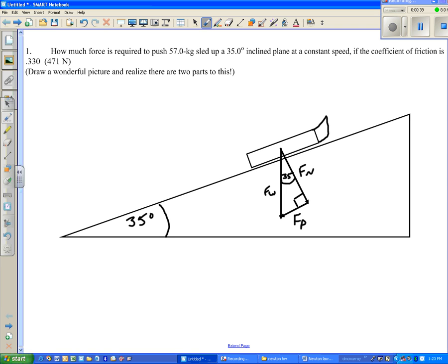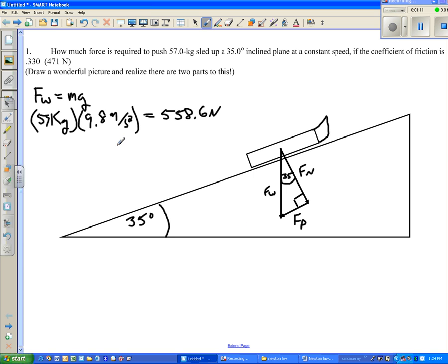There are several steps that we typically carry out also, which is the FW we're going to solve from the mass. And the weight is always going to end up being mass times gravity. So FW equals mass times gravity. And the mass is 57 kilograms. And we multiply that times 9.8. That's going to get us our weight, which comes out to 558.6 newtons.